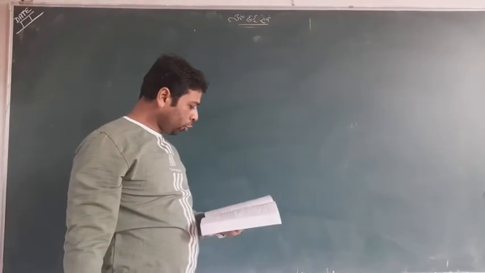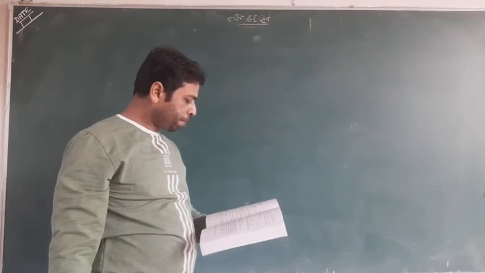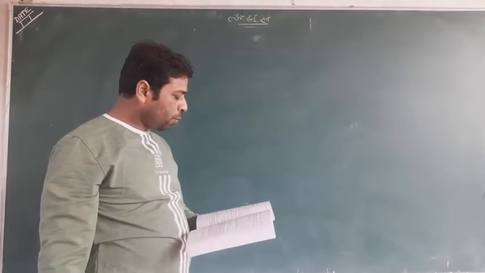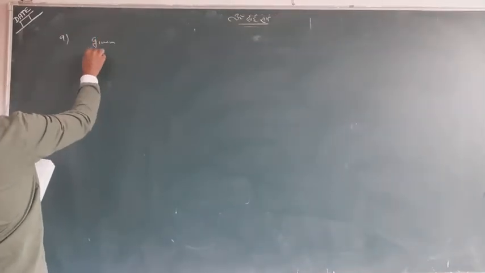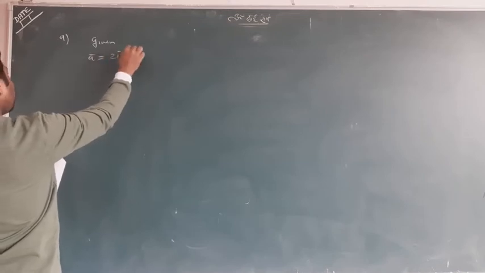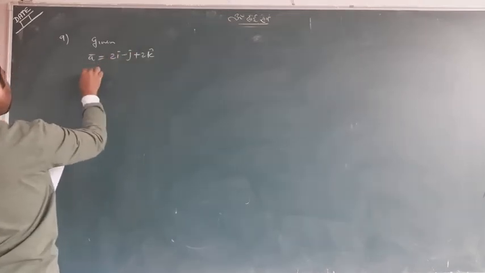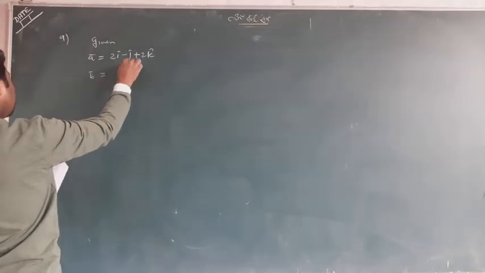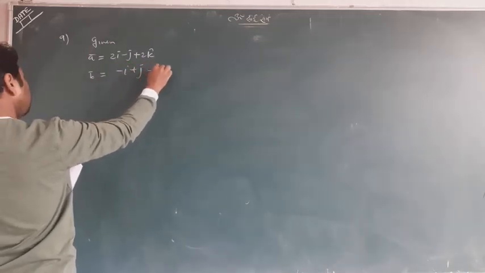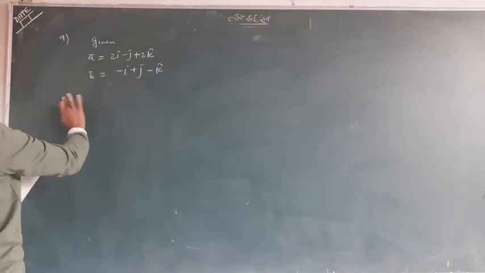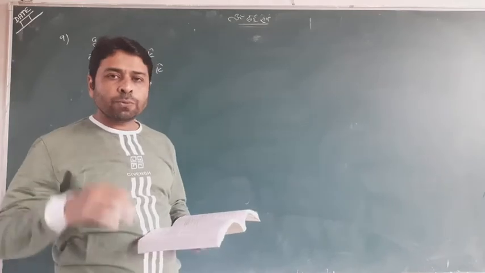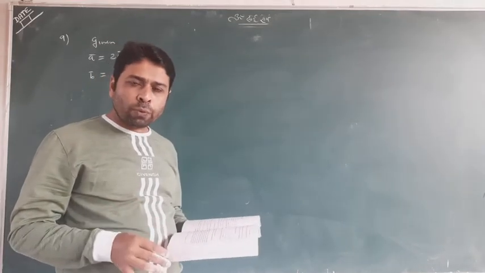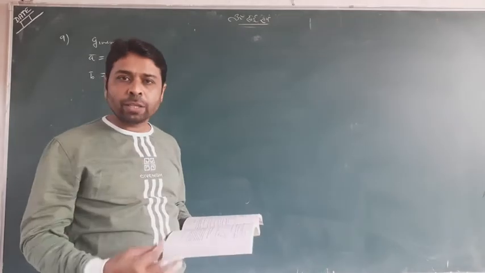Now look, we have seen question number 8. Now question number 9 is coming. For the given vectors, A is 2i minus j plus 2k, and B is minus i plus j minus k, and we want to find the unit vector in the direction of A plus B. So guys, you know that whenever you are told to find the unit vector along any vector, you first find that vector.